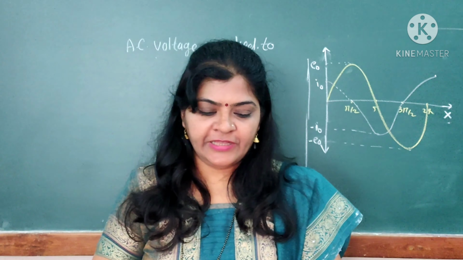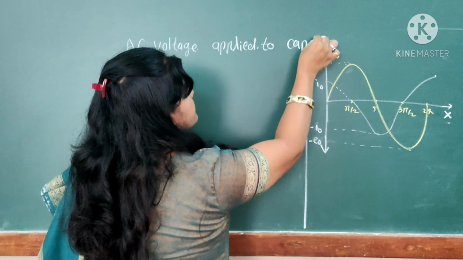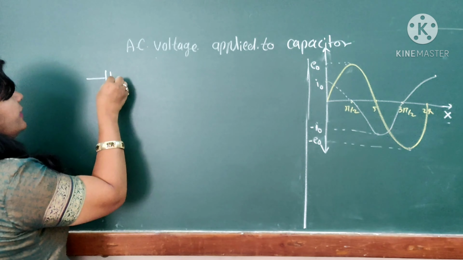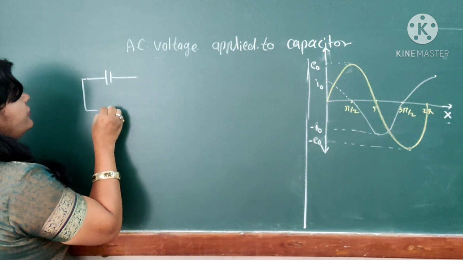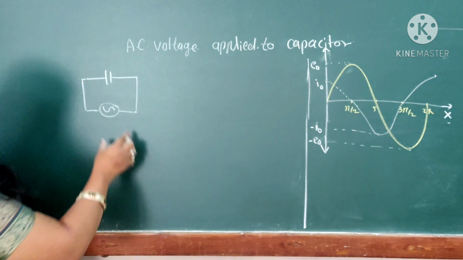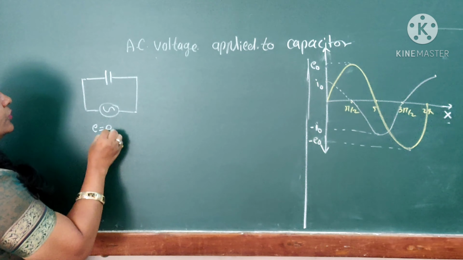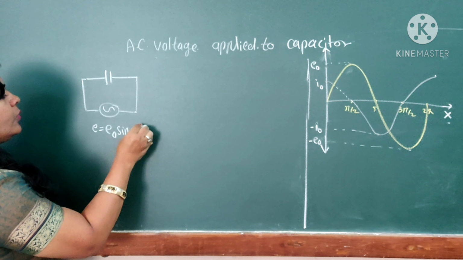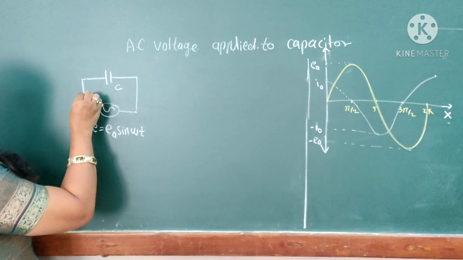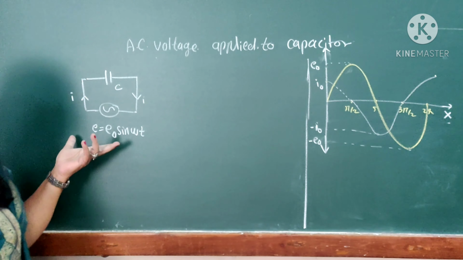Hello student, today we are learning the AC voltage applied to the capacitor. Now in the circuit we use only a capacitor having two plates, and for it we are applying the EMF E, an alternating voltage, that is E is equal to E naught sine omega t. The capacitor is represented by C, and the current flowing through it is I, in this purely capacitive circuit.